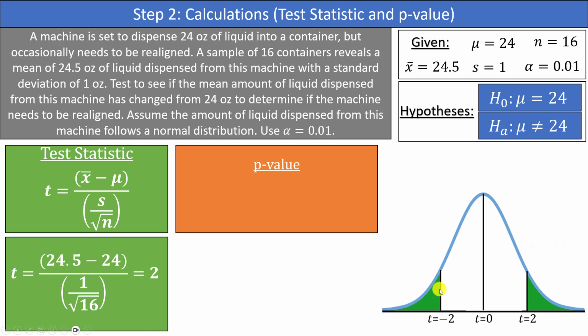And the reason why we do this is because we went into this not knowing whether or not the number was going to be larger or smaller than 24, so we have to account for a corresponding area on both sides. So usually the way that we do this is we find the p-value on one side of the distribution, and then we multiply that by 2. So that's what I'm going to go ahead and do right now.